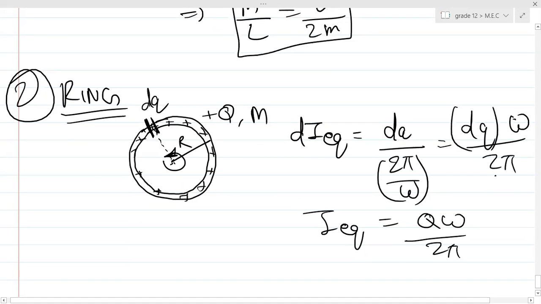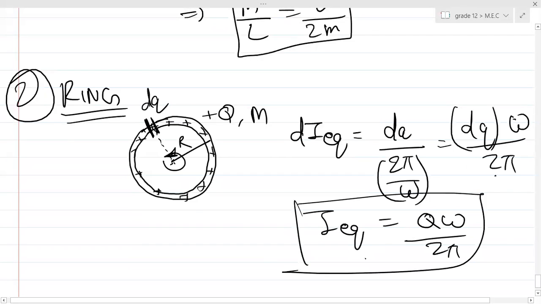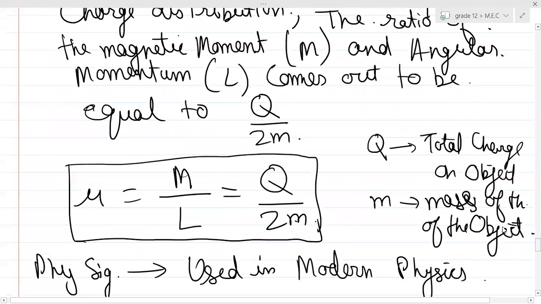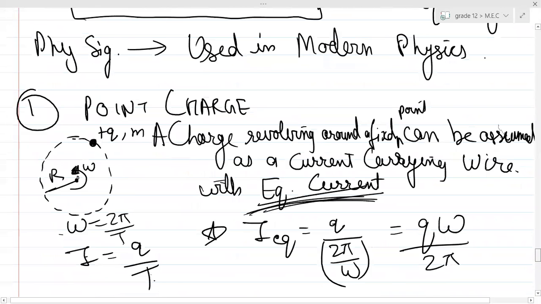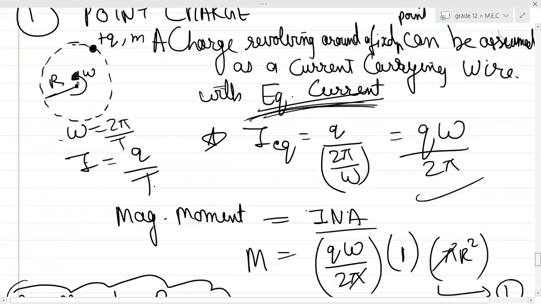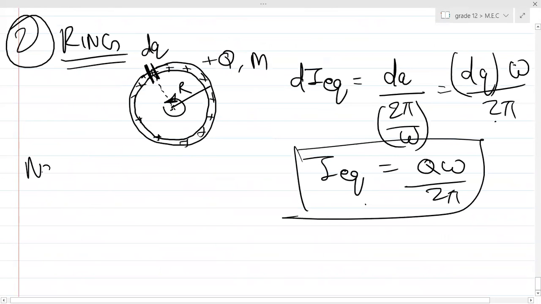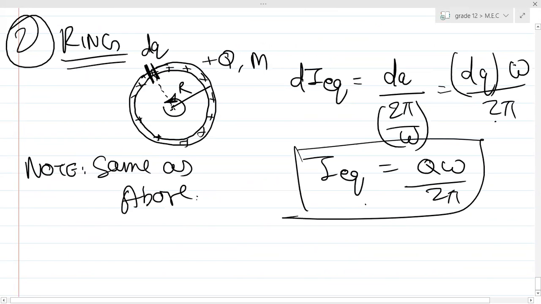omega naught. So can you see, guys, the ring case and the point charge case are exactly coming to be the same, right? Yes or no? Yes, sir. So basically the same thing will come, and again m by L will be equals to Q by 2. Clear? So that's why I'm not doing the whole derivation. I'm just keeping it like this. Is it fine?